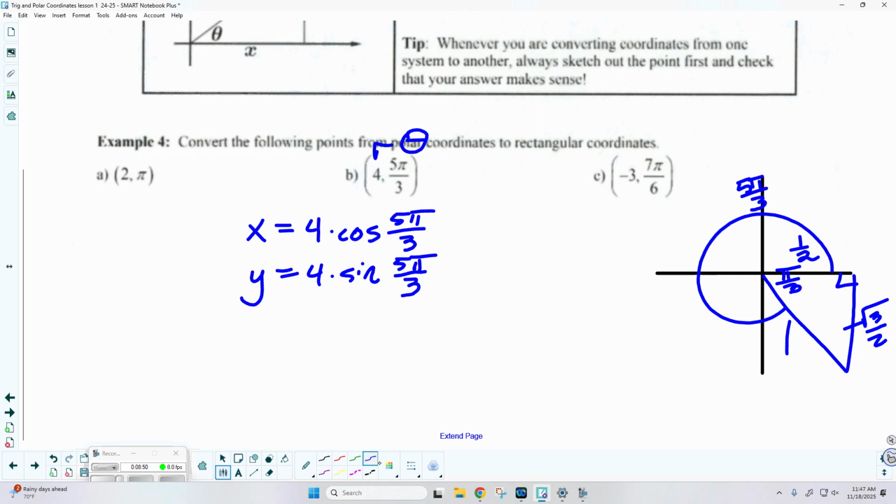So see, now I can determine the cosine and sine of that particular angle. Cosine of 5 pi over 3, that would be 1/2. And 4 times 1/2, well, that would be 2. And then the radius 4 times the sine of 5 pi over 3 would be a negative root 3 over 2. So somebody help me out. What would a 4 times a negative root 3 over 2 give me?